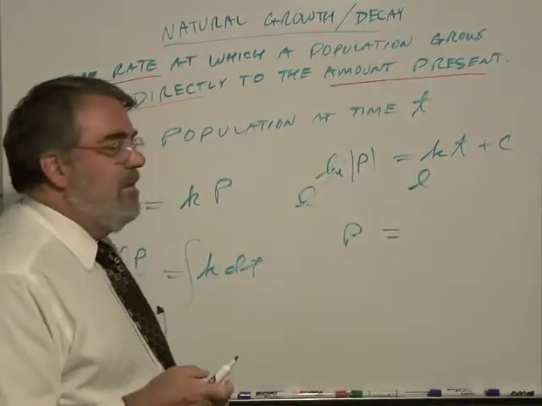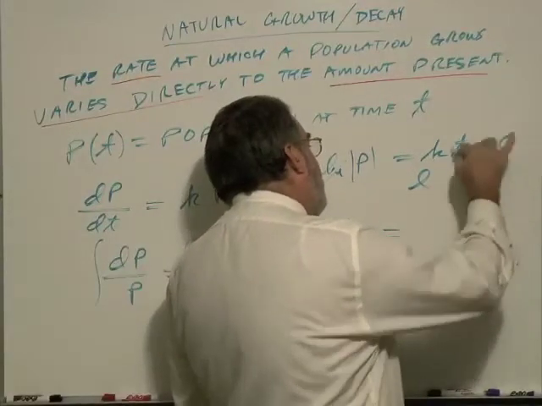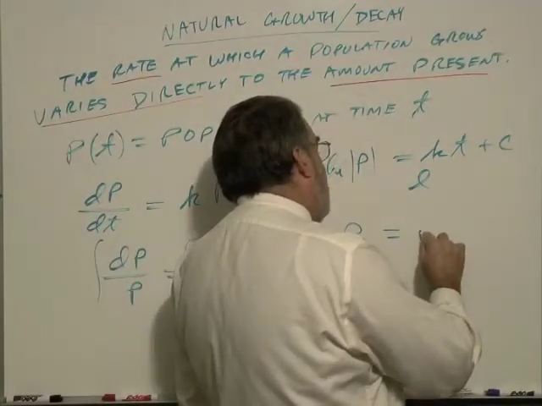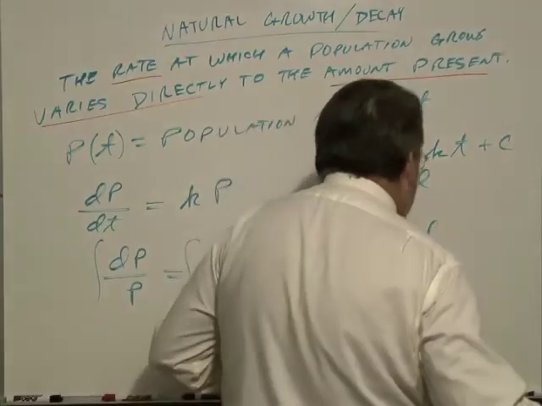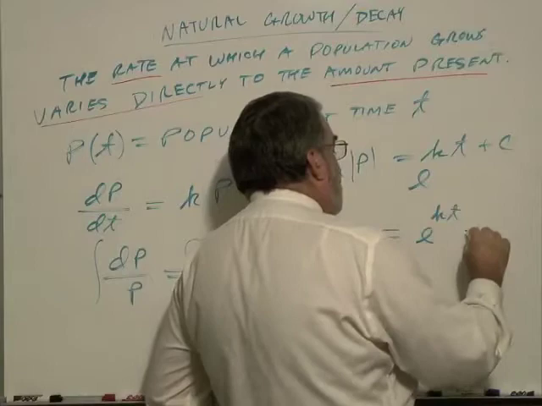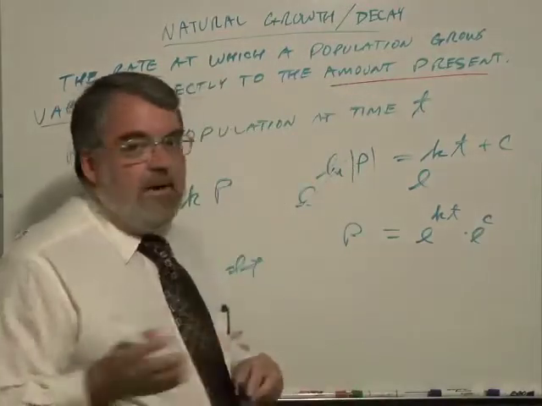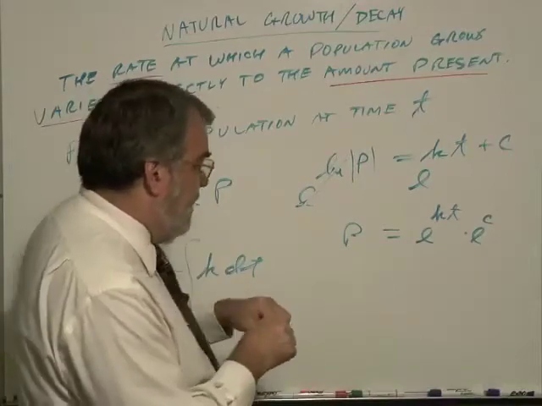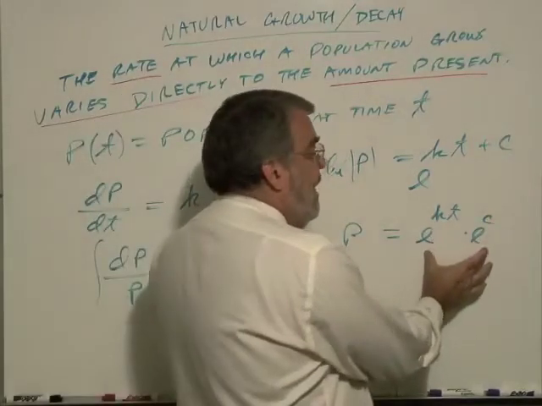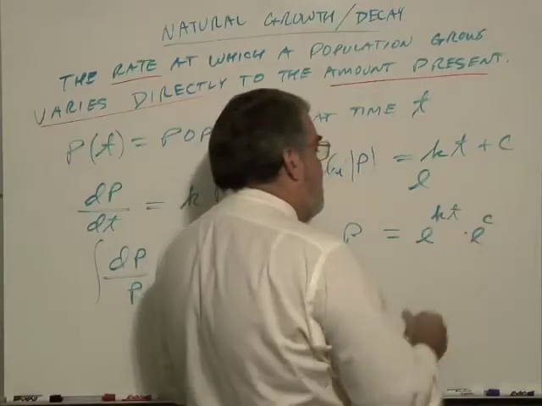Now I'm going to use a little bit of algebra. I can break up this exponential function as e to the kt times e to the c. So think about the rules of exponents. When you multiply two numbers of the same base, you add their exponents. So I can work backwards from that and break this up.